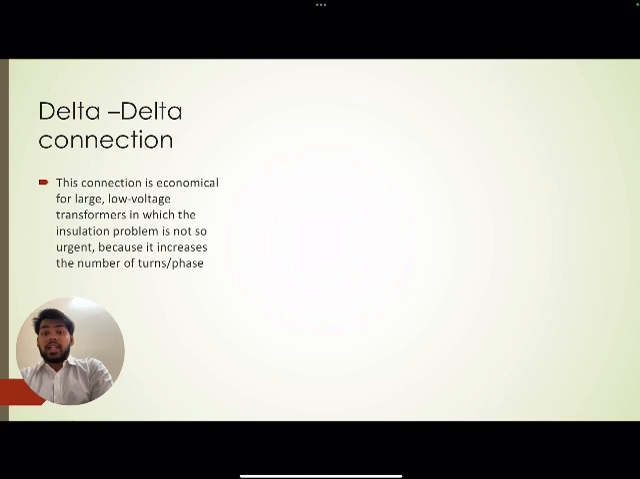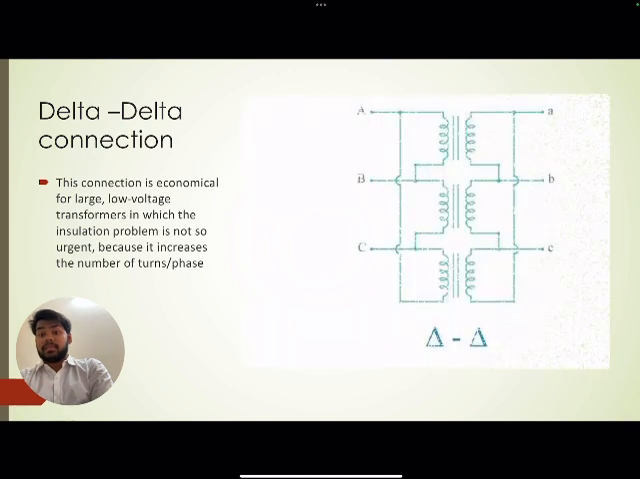Delta to delta connection, pictorial representation. This connection is economical for large and low voltage transformers in which the insulation problem is not so urgent, because it increases the number of turns per phase. This is the picture of how a delta to delta connection is connected.